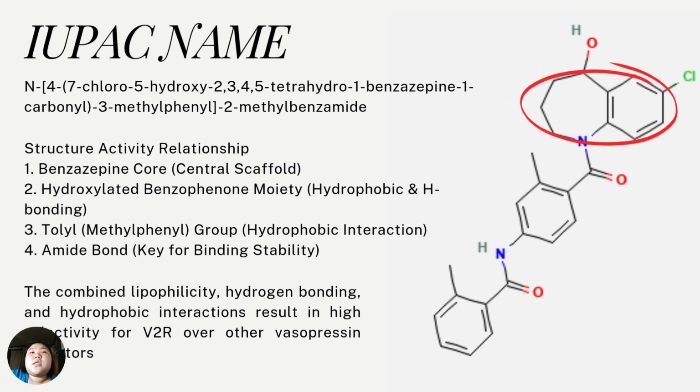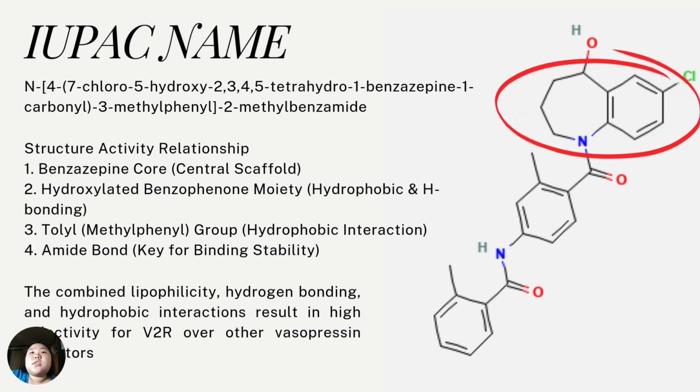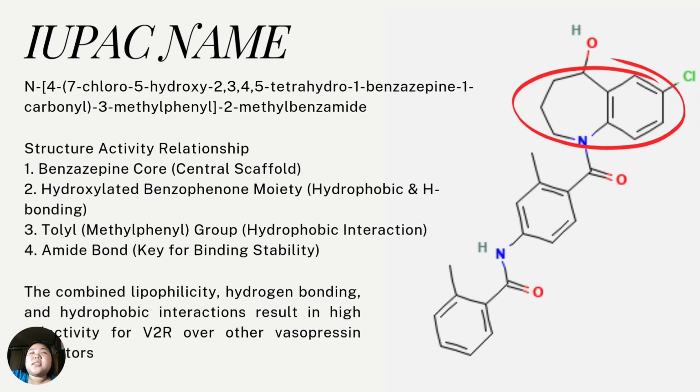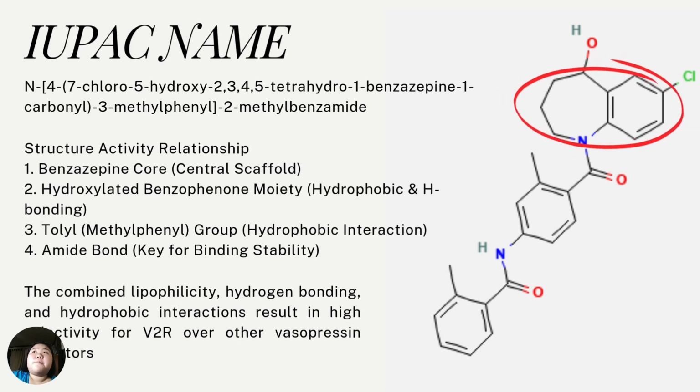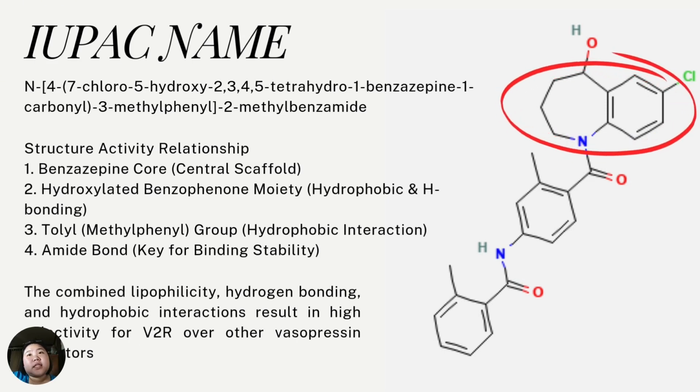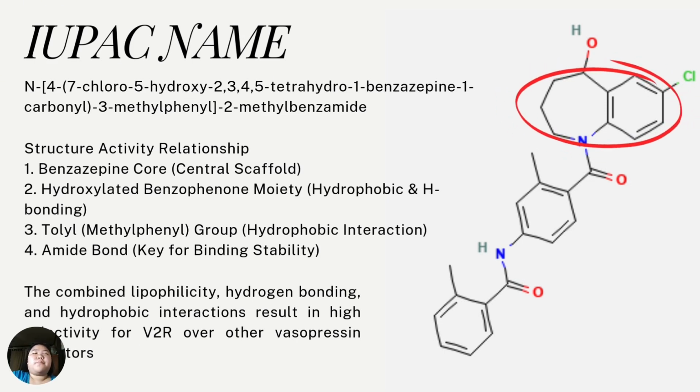Now, you'll notice the pulsing circle shows the benzene ring and the seven-membered ring being fused together. Again, that is our benzazepine core, which is very important for binding of the V2 receptor, giving high selectivity for the V2 receptor.